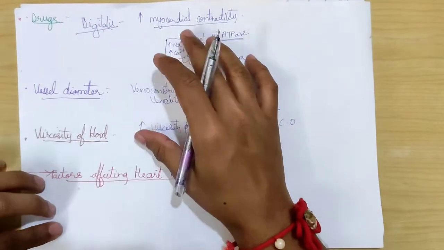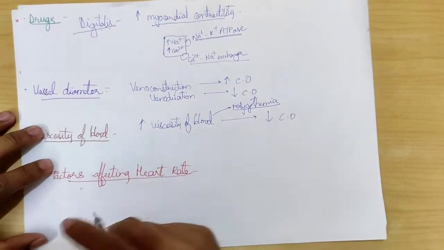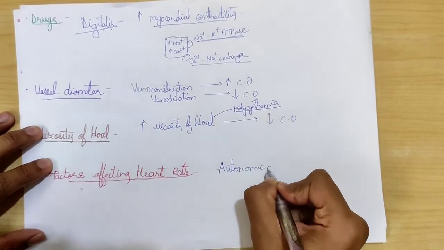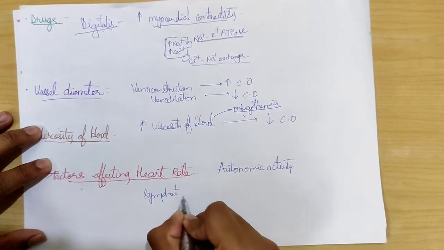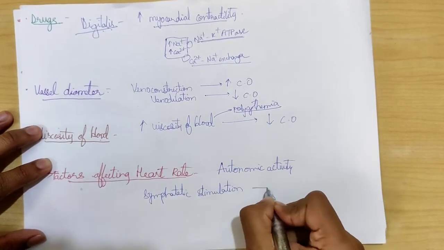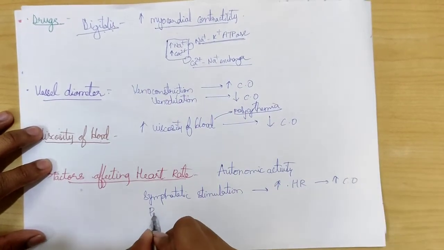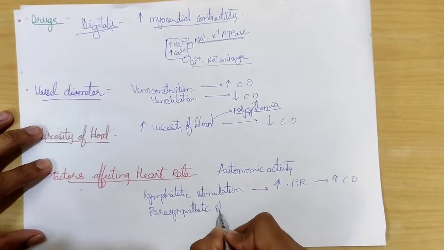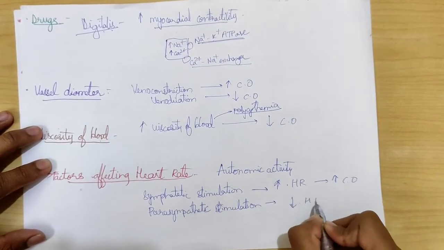So this is all about the factors which affect the stroke volume. The factors affecting the heart rate, as I told you, there is only one factor which affects the heart rate, that is the autonomic activity. Sympathetic stimulation increases the cardiac output by increasing the heart rate, whereas parasympathetic stimulation decreases the heart rate and therefore decreases the cardiac output.